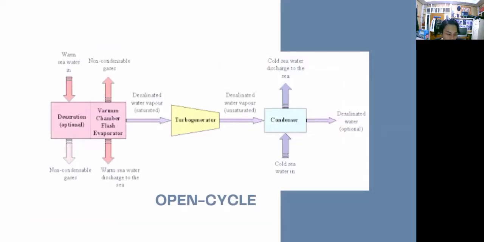The open cycle system actually boils the seawater by operating at low pressure. This produces steam that passes through a turbo generator to produce electricity.